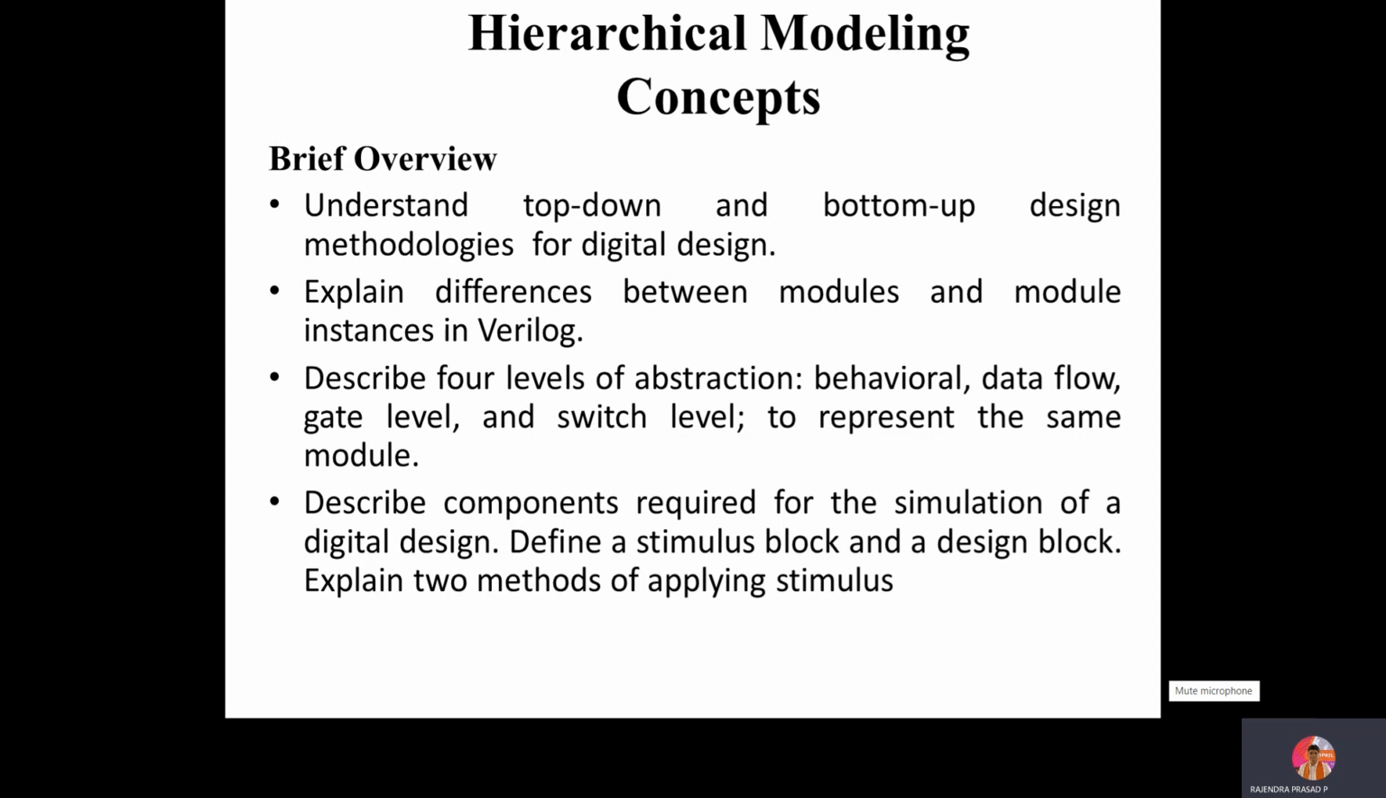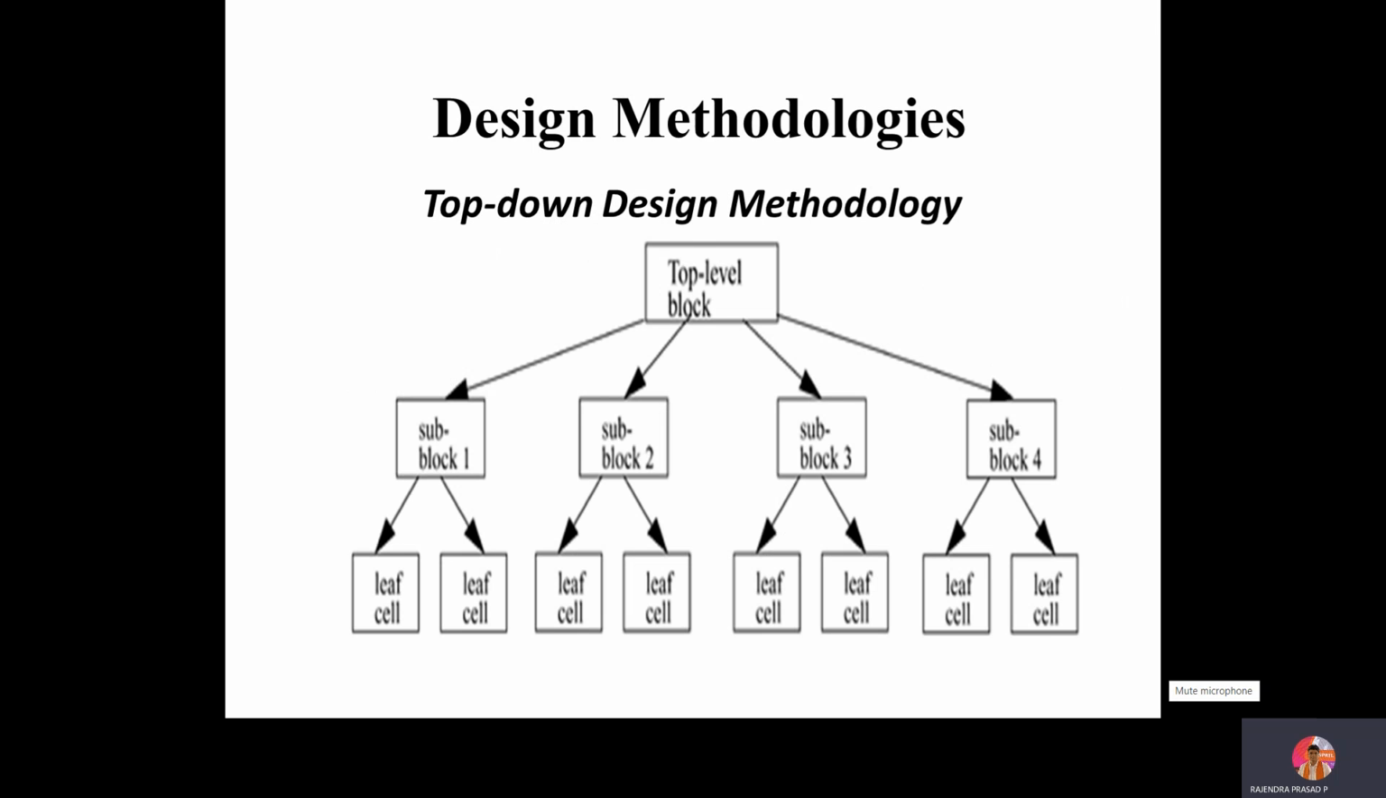Now, understanding the hierarchical modeling concept, we will begin with the first approach, which is the top-down design methodology. As you can see, it starts from the top level, which we call the top level block. From this top level block, you have multiple sub blocks: sub block 1, sub block 2, sub block 3, sub block 4. And these sub blocks also have multiple things, which we call leaf cells.